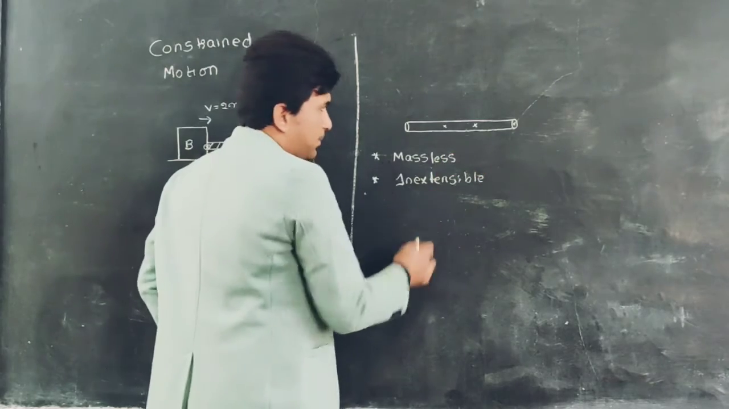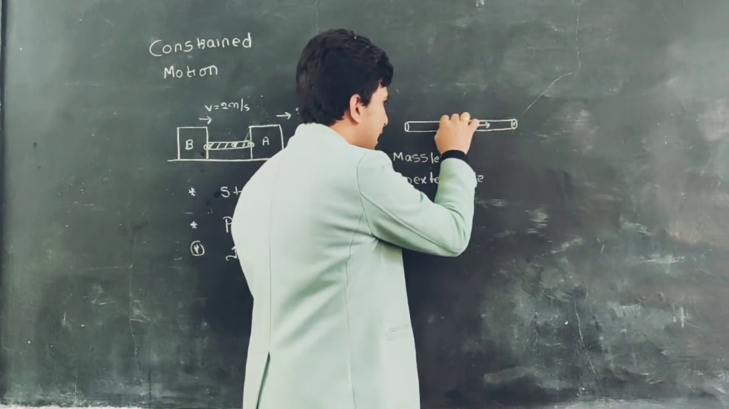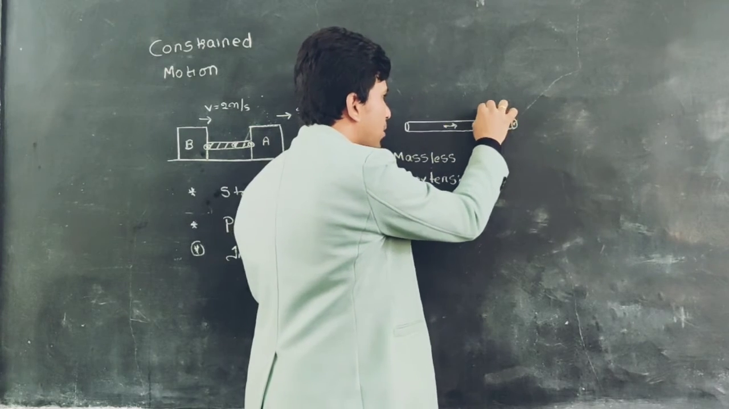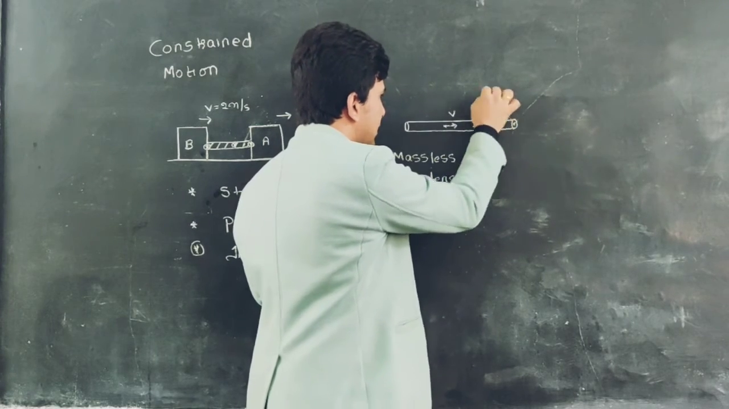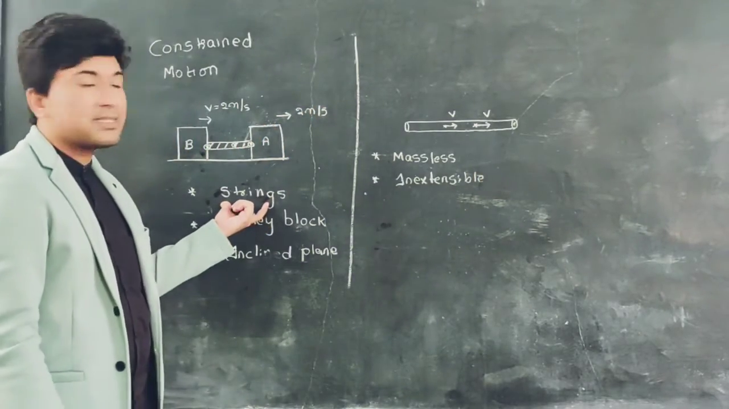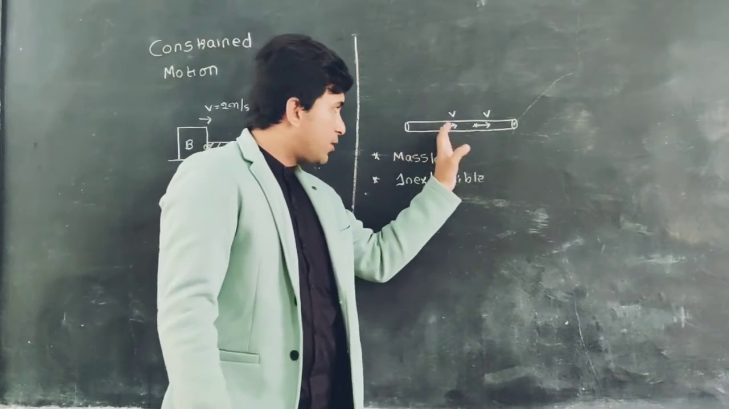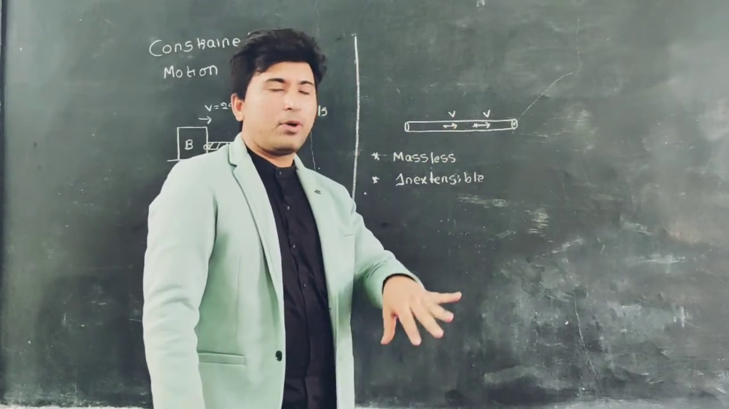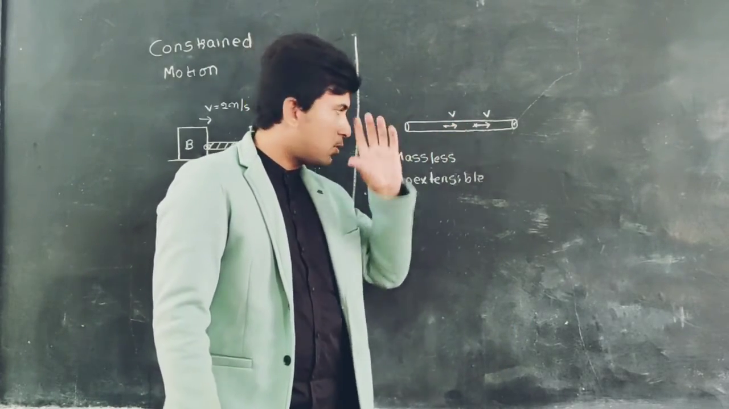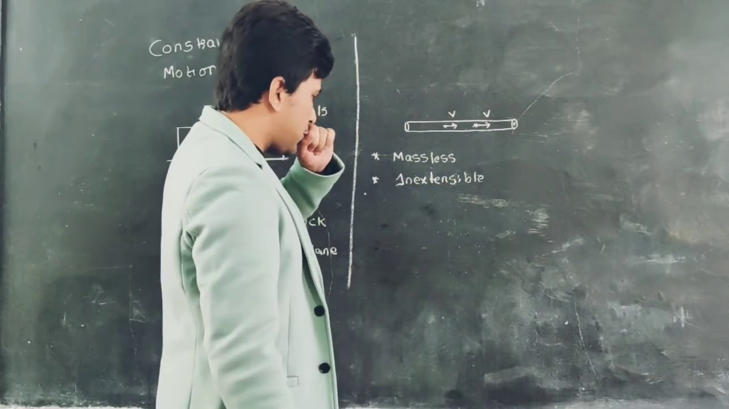So the concept tells us like this: the velocity along the string at any two different points always remains the same, and this is the concept we use in solving all the problems based upon constrained motion in strings. The velocity at any two different points along the string is always the same. So how will we use this concept in solving different problems?